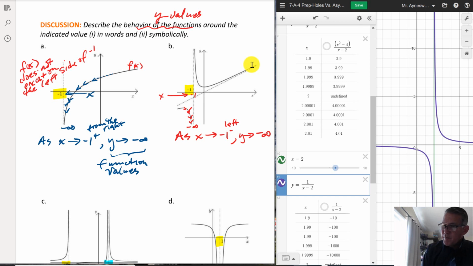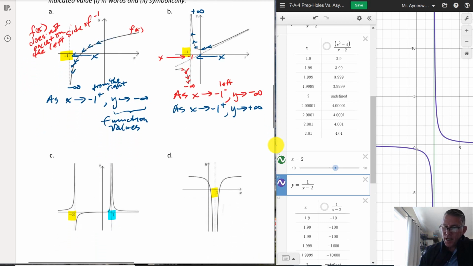Coming in from the right, something different happens. When you're coming in from the right side, the values go down, but then they go up to +infinity. So as x approaches -1 from the right side, that plus sign means right side, y approaches +infinity. They get infinitely big. They go up, up, up, and away, like Buzz Lightyear used to say.